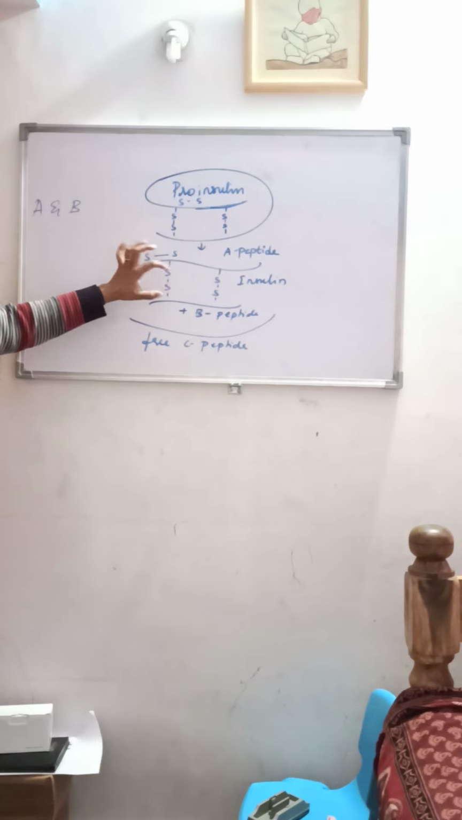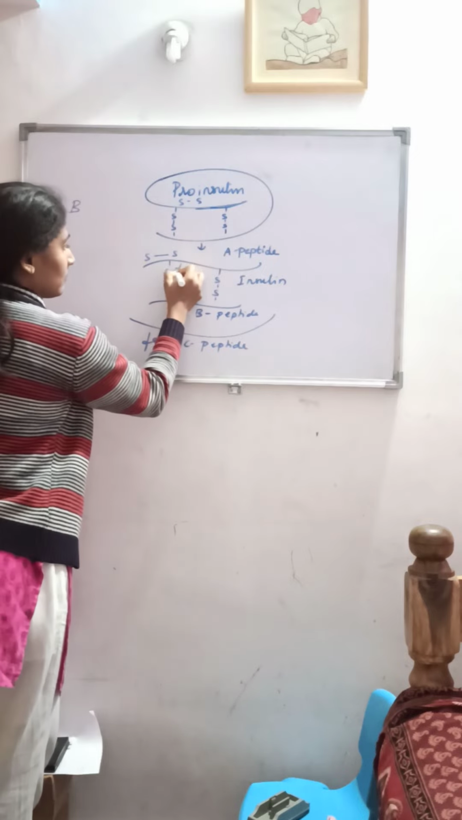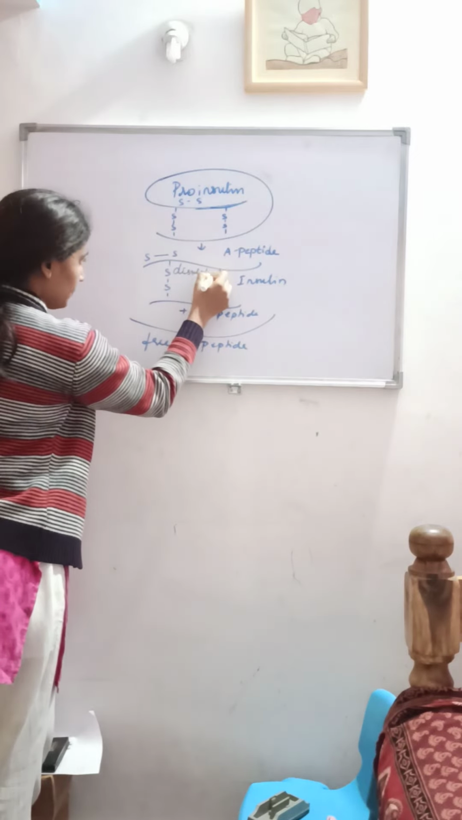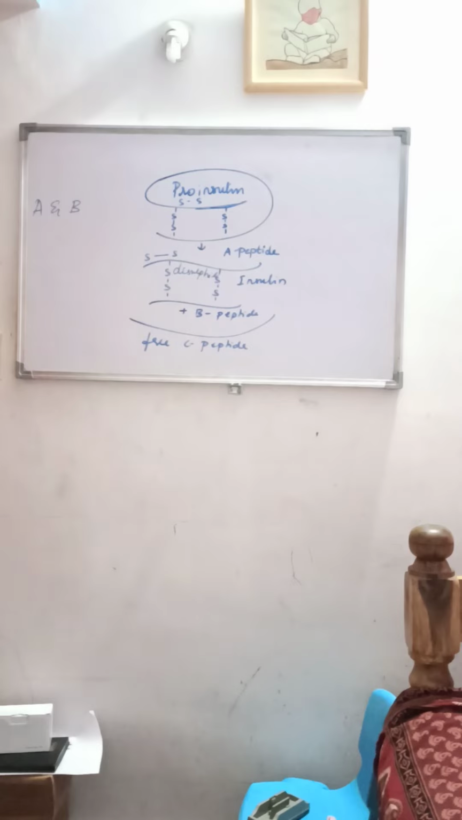These are linked by what? Disulfide bridges. So the human insulin consists of two short polypeptide chains, the A peptide and the B peptide, which are linked by two disulfide bridges, right? You can see in this picture the synthesis of human insulin through genetic engineering.